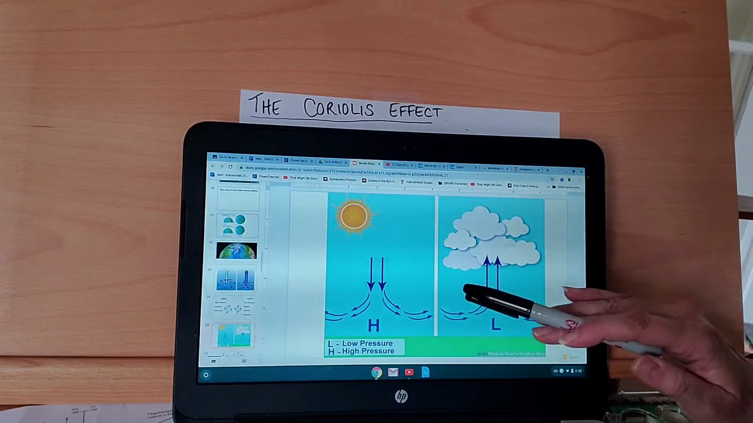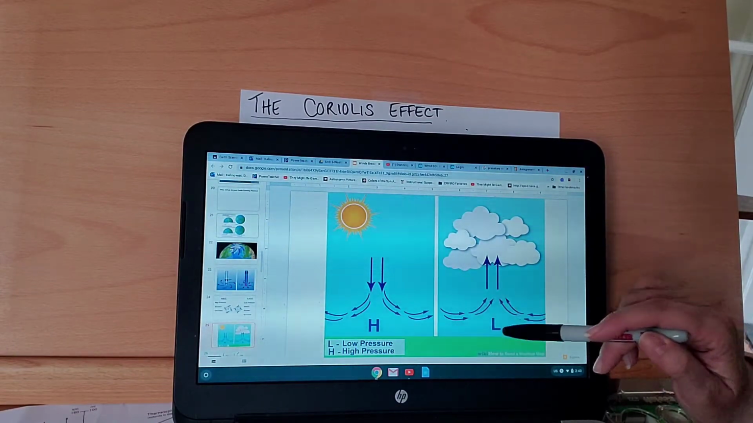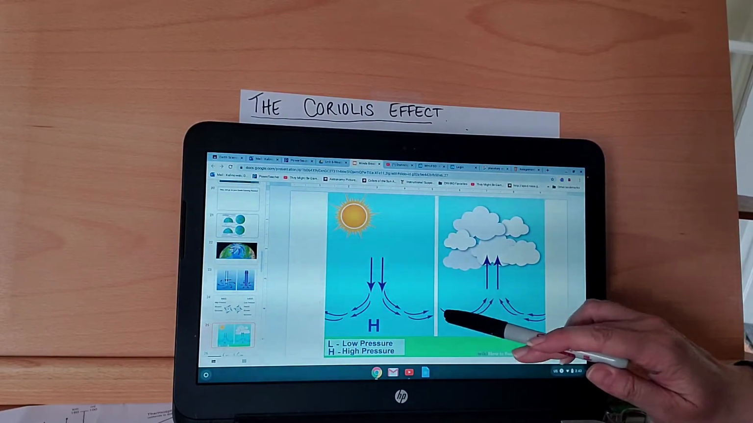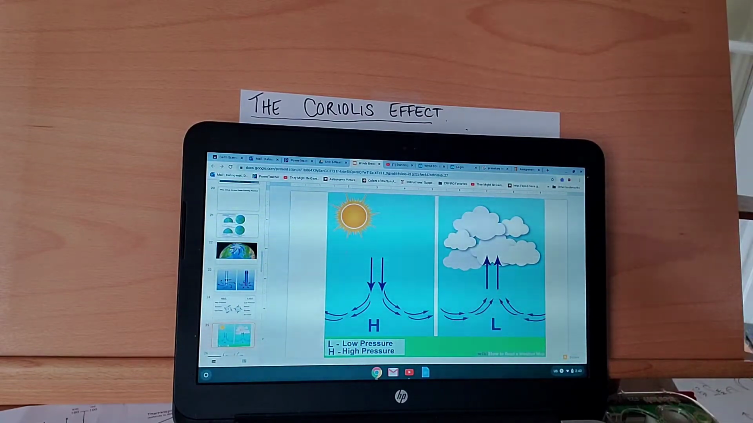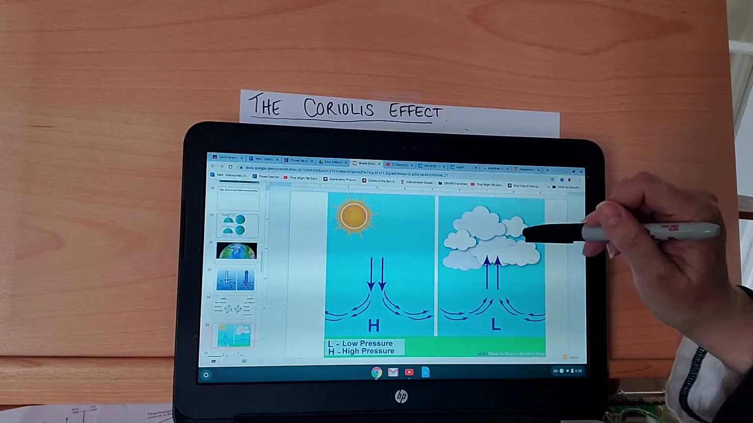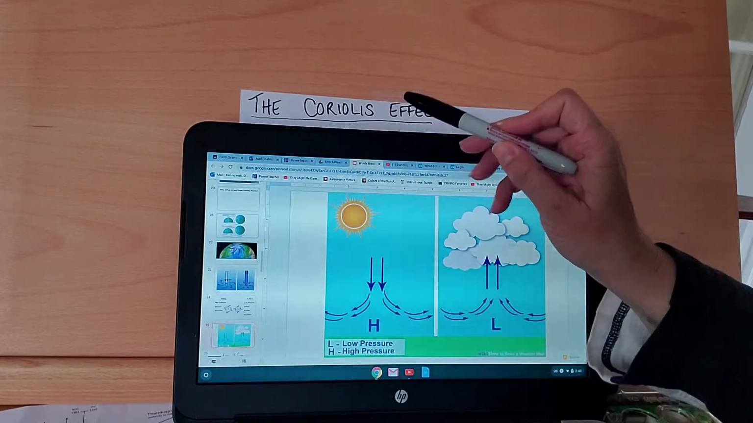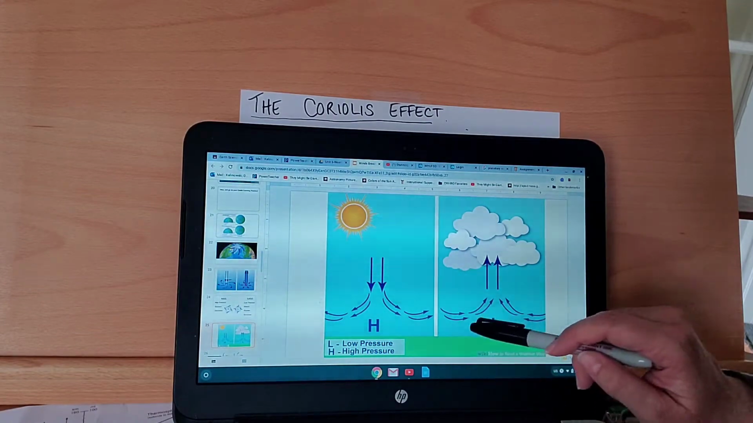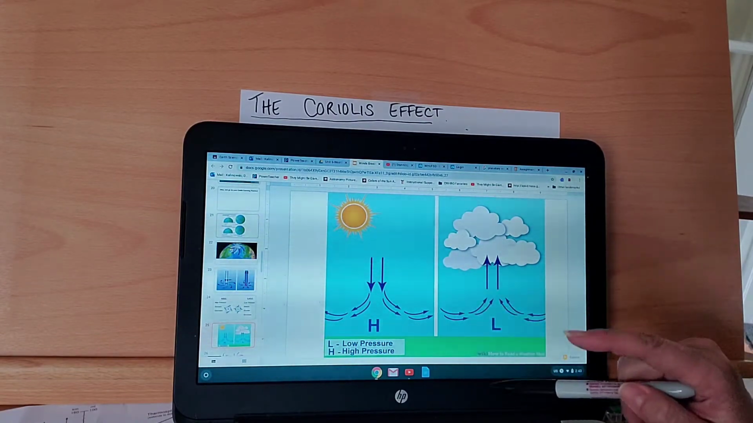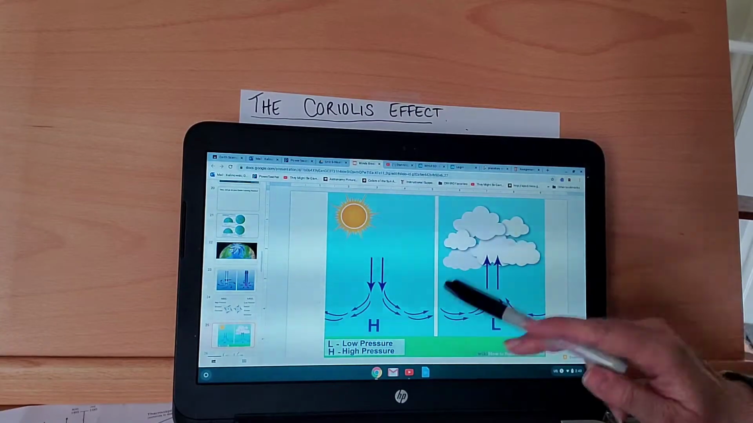We haven't even gotten to cloud formation yet. But clouds form in the low pressure areas because that air rises, it makes it cool and contract, and creates clouds. We'll talk about the cloud formation later. But right now, just understand: happy, sunny, high, cool and dry. Lousy, cloudy, low, warmer, rain or snow.